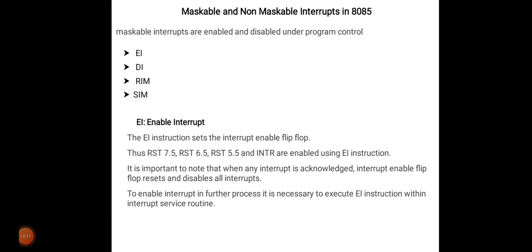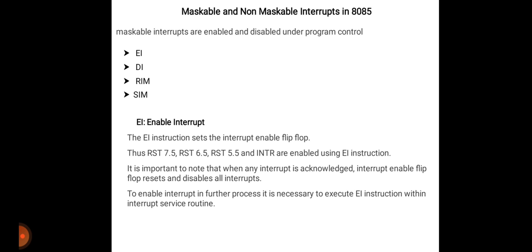As mentioned earlier, the maskable interrupts are enabled or disabled under program control. In this section, we will see how the interrupts can be masked or unmasked using a program. There are four instructions used for controlling interrupts: the first one is EI, enable interrupt; the second one is DI, disable interrupt; the third one is RIM, read interrupt mask; and the fourth one is SIM, set interrupt mask. Now we will see them one by one in detail.